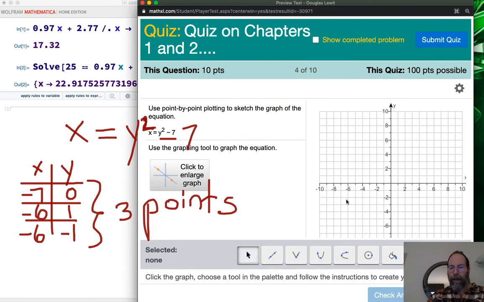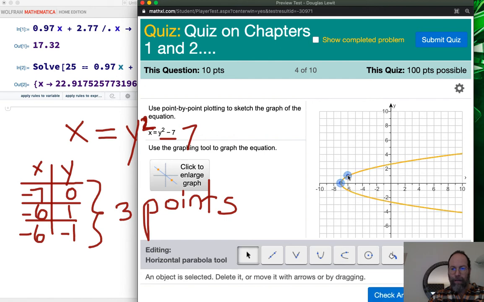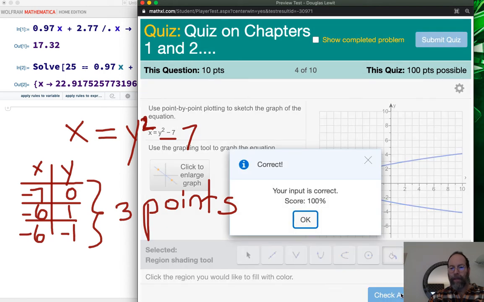So click on the graph. Click on this symbol right here. X is negative 7, y is 0. And then negative 6, 1. And here we have negative 6, 1 and negative 6, negative 1. Okay, let's check the answer. Your input is correct. Score 100%. Yay, we got that right.